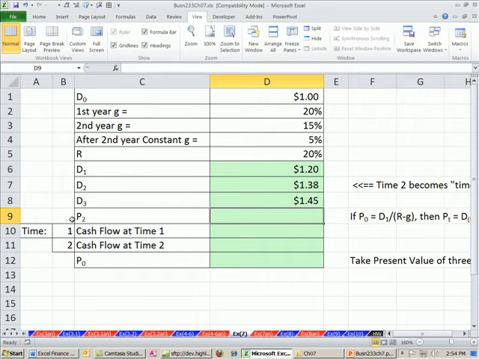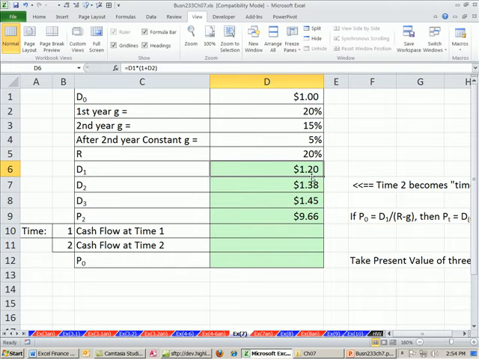Now we can calculate our price at time 2, because for any particular price at time t, as long as we know the next dividend, which we do, we can get that. Next dividend divided by, open parentheses, required return minus our assumed growth rate.